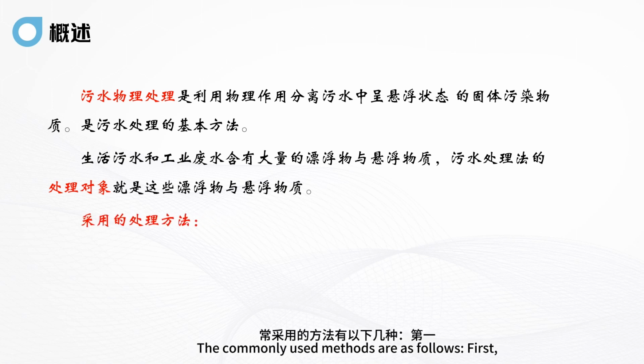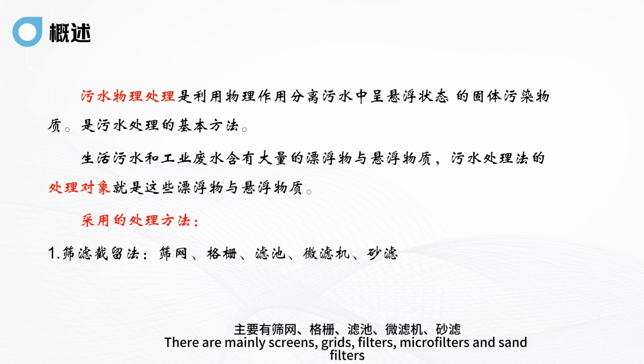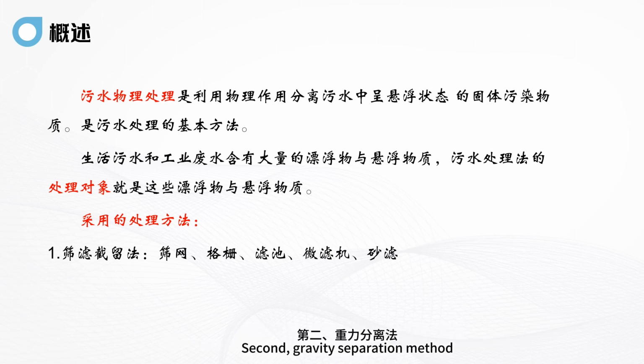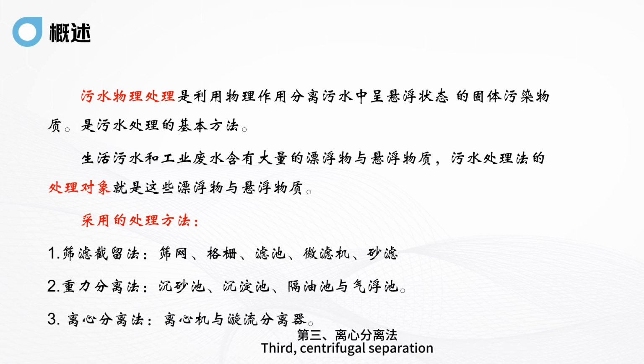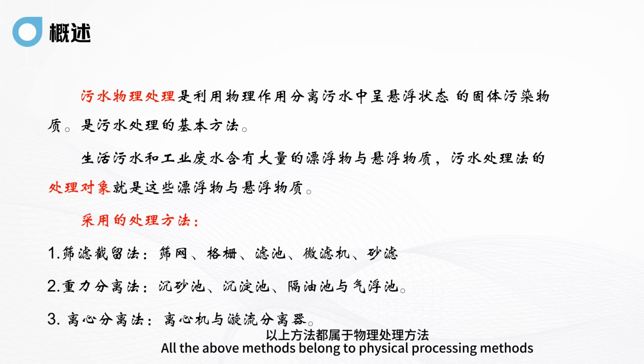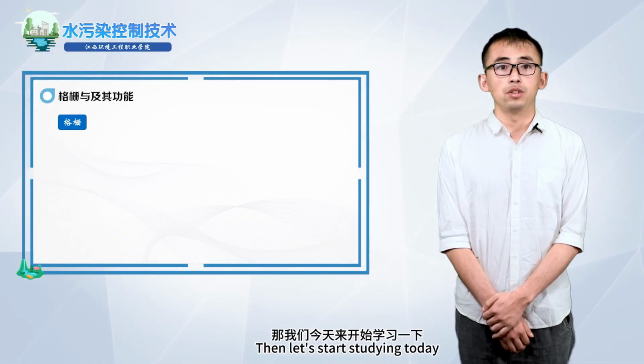The commonly used methods are as follows. First, sieve interception method. There are mainly screens, grids, filters, microfilters and sand filters. Second, gravity separation method, such as the grit basin, sedimentation tank, oil separation tank and air flotation tank. Third, centrifugal separation, centrifuge and cyclone separator. All the above methods belong to physical processing methods. Then let's start studying today.